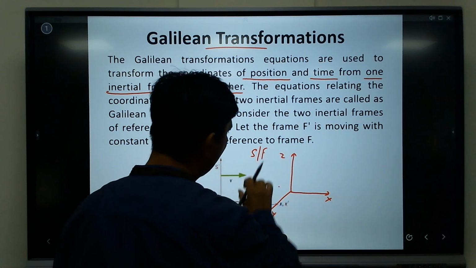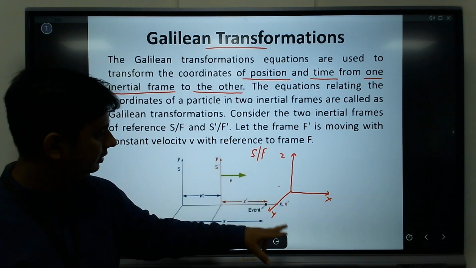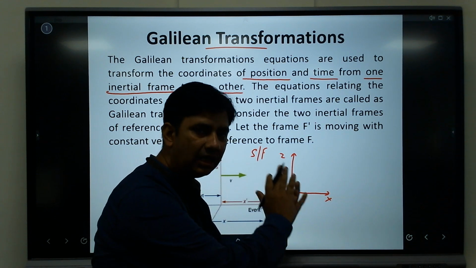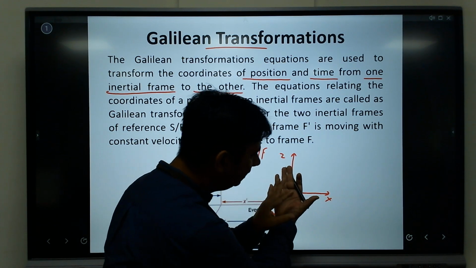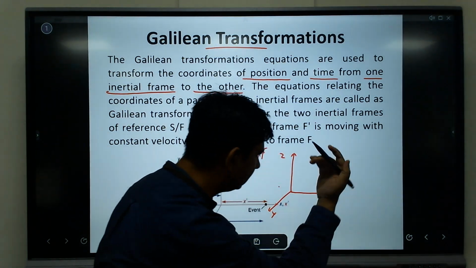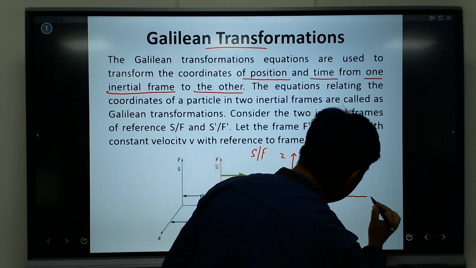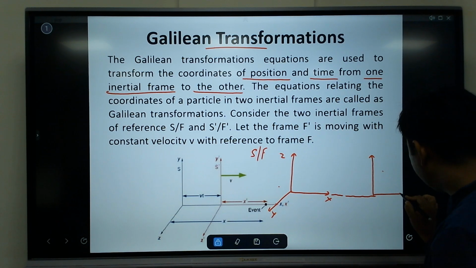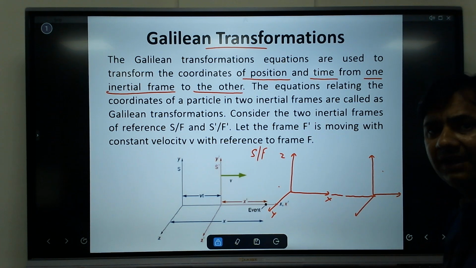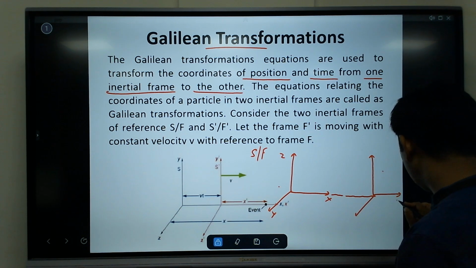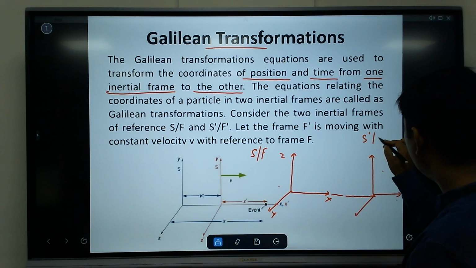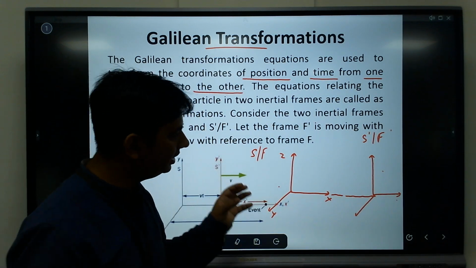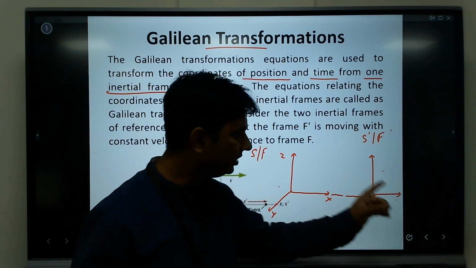So suppose we have one frame which is called S frame or F frame, and now the second one is coinciding with it. Now what happens is we'll start moving like this in the x-axis. So in t time, what we'll observe, we will have another frame like this. We have another frame like this, and we call it S dash or F dash. So this frame is moving in which direction? It is moving in x direction.